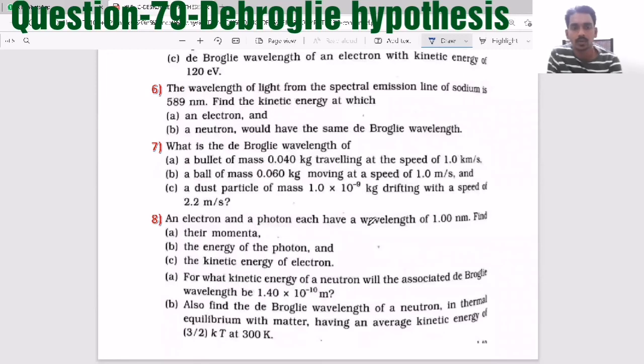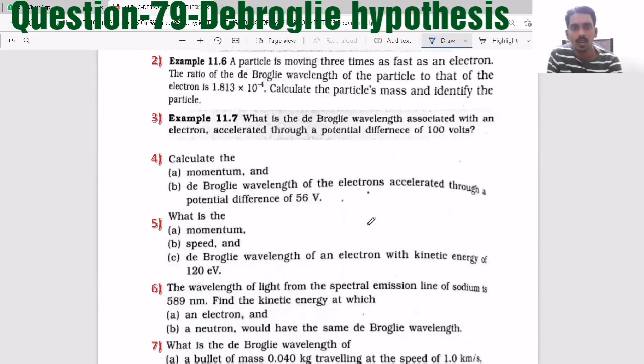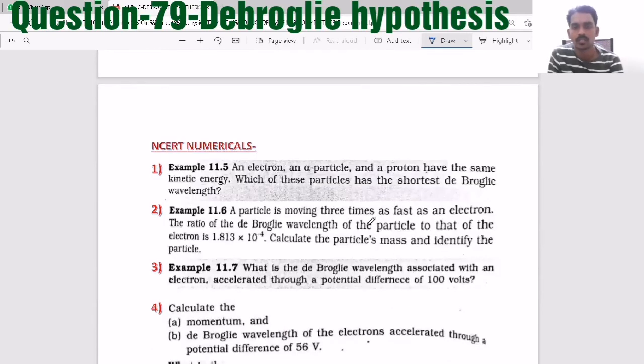And if you look at the NCERT questions, they have given a lot of questions also. So please try to solve all the questions, NCERT based questions also.